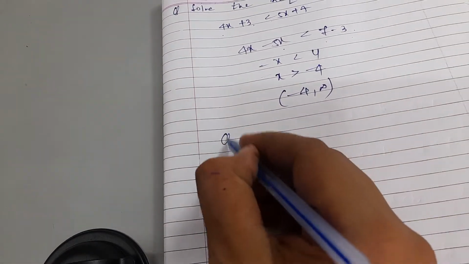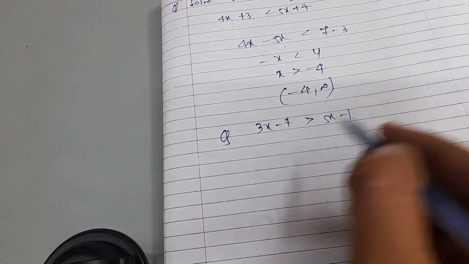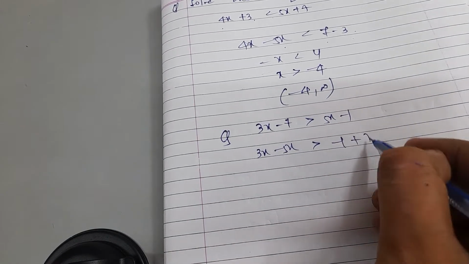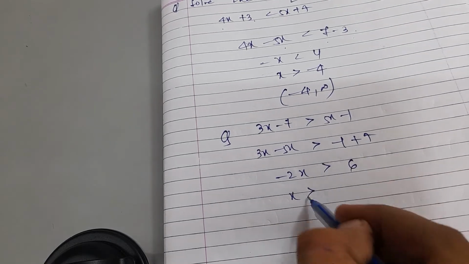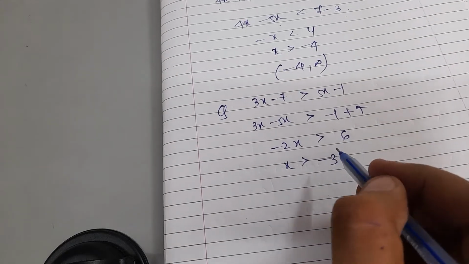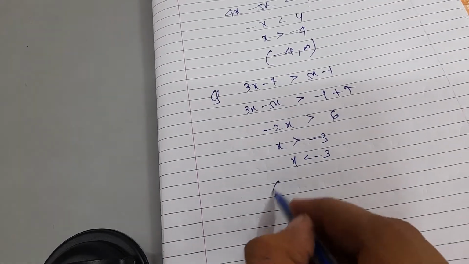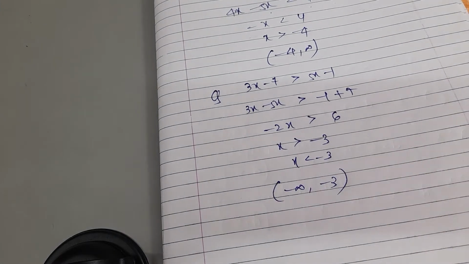Next question is 3x - 7 > 5x - 1. So 3x - 5x > -1 + 7. -2x > 6. x > -3. So x is less than -3, right? So the solution set is (-infinity, -3).